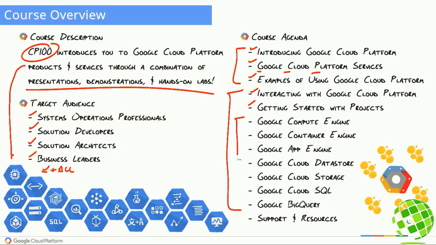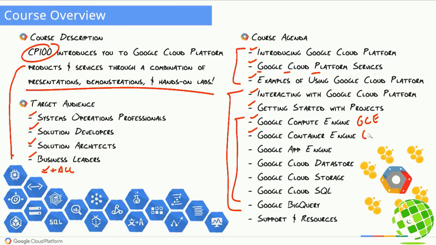Then we'll really start digging into product specifics. So we'll start here with Google Compute Engine, otherwise known as GCE. We'll see how to spin up virtual machines and create our own private networks. From there, we'll get into Google Container Engine, otherwise known as GKE. Container Engine is awesome. Containers are awesome. They've been all the rage lately in IT, and for good reason.